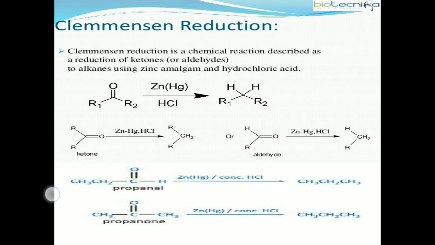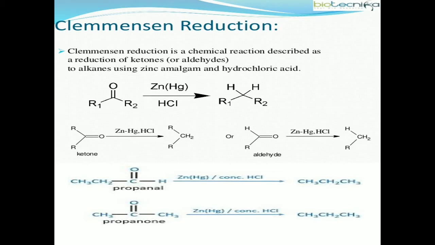This reduces aldehyde or ketone into respective alkane. In this reduction reaction, carbonyl group converts into CH2 group. Carbonyl group loses its oxygen and is added by two hydrogen atoms, which gives alkanes.